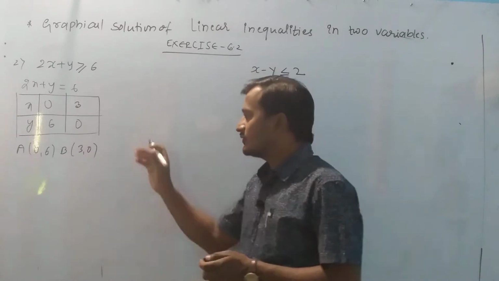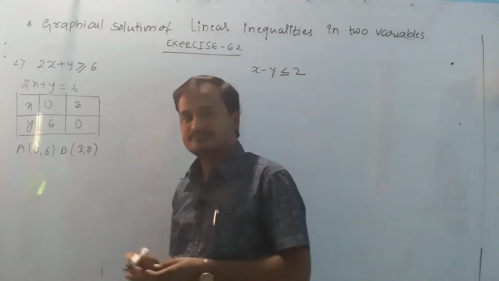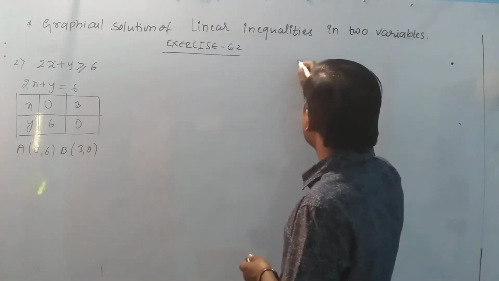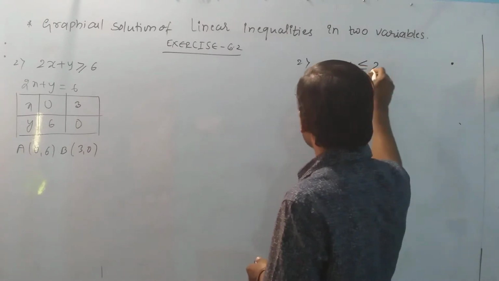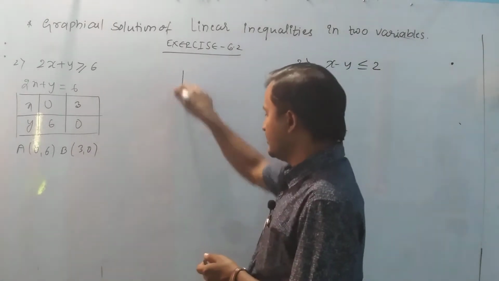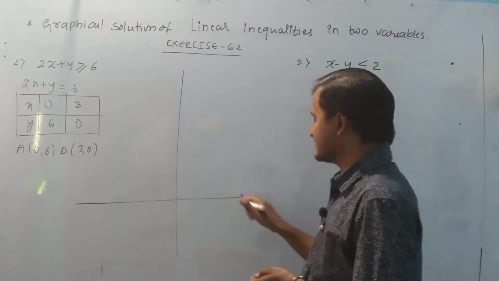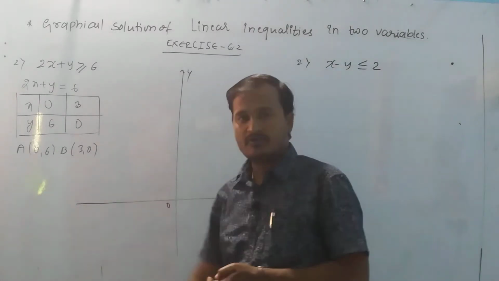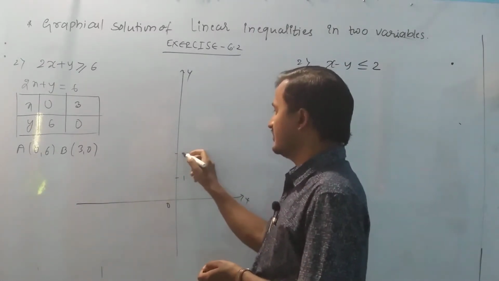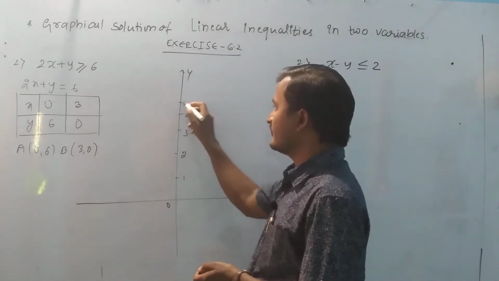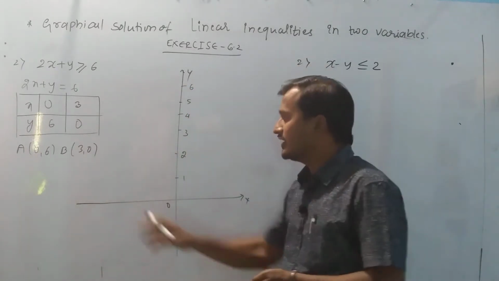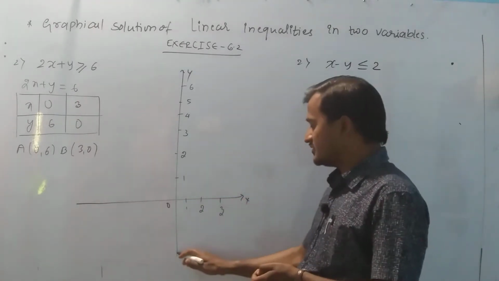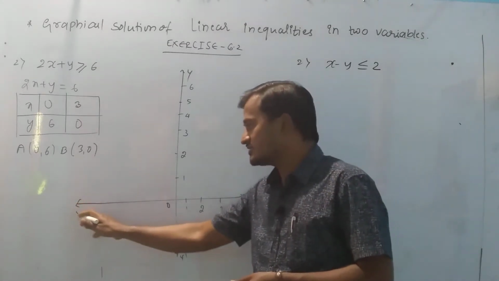Okay, now we have to represent the solution by using the graph. So here this is the x axis, here it is the y axis, and here it is the origin. What is the maximum value of y? 6. So therefore here 1, 2, 3, 4, 5, 6. Next x: 1, 2, 3. Here it is y dash and here it is x dash.